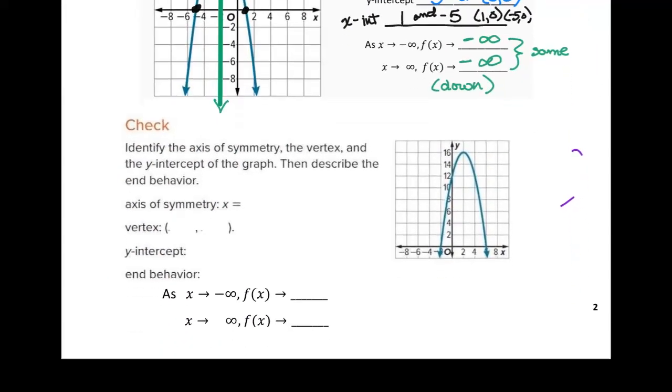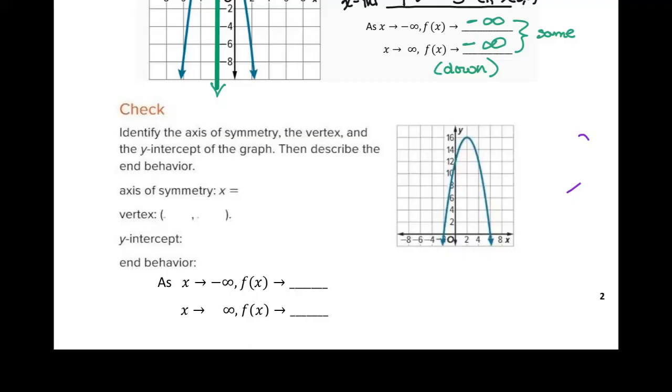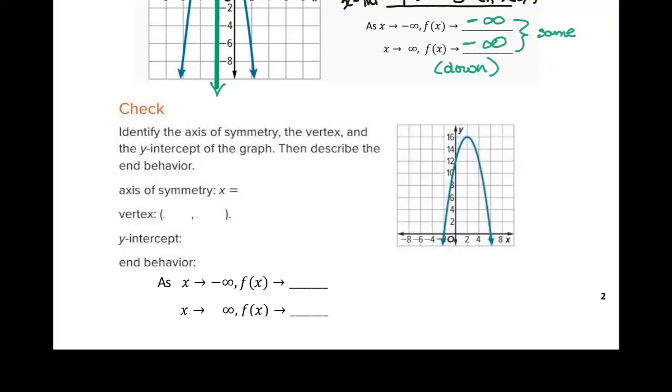All right, so I'm going to give you 3 minutes tops. See if you can do this on the bottom. 3 minutes. Do the check. What's your vertex? What's your axis of symmetry? What's your y-intercept? What's the end behavior?